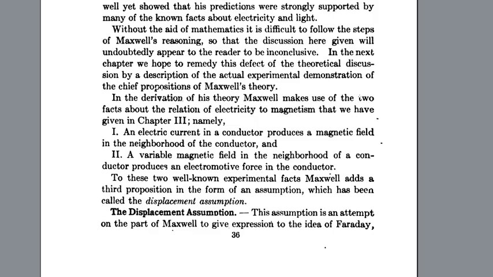In the derivation of his theory, Maxwell makes use of the two facts about the relation of electricity to magnetism that we have given in chapter 3. Namely, 1. An electric current in a conductor produces a magnetic field in the neighborhood of the conductor, and 2. A variable magnetic field in the neighborhood of a conductor produces an electromotive force in the conductor. To these two well-known experimental facts, Maxwell adds a third proposition in the form of an assumption, which has been called the displacement assumption.